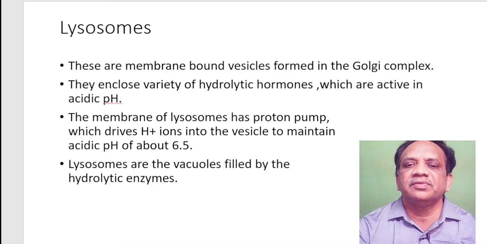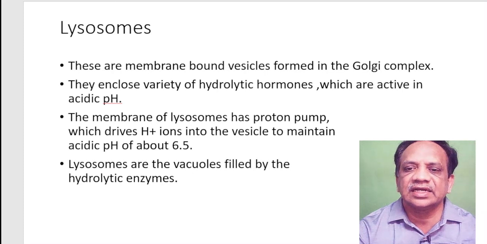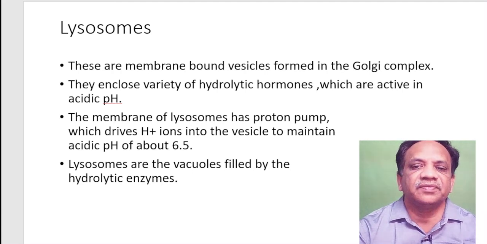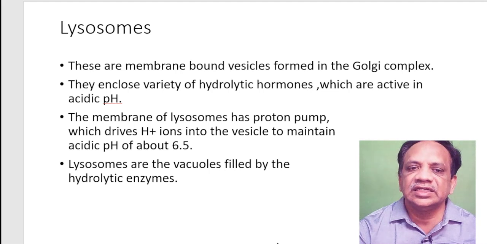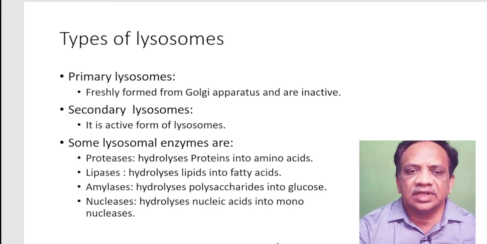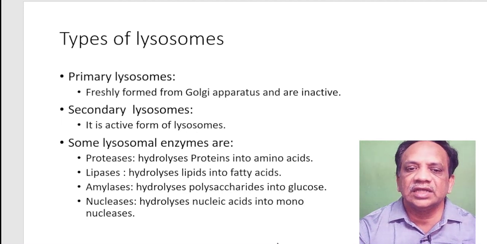Lysosomes are membrane-bound vesicles formed in the Golgi complex. They enclose a variety of hydrolytic enzymes which are active in acidic pH. The membrane of lysosomes has a proton pump which drives hydrogen ions into the vesicle to maintain the acidic pH of about 6.5. The lysosomes are vacuoles filled with hydrolytic enzymes. There are primary lysosomes, which are freshly formed from the Golgi apparatus and are inactive. The secondary lysosomes are the active form of the lysosomes.